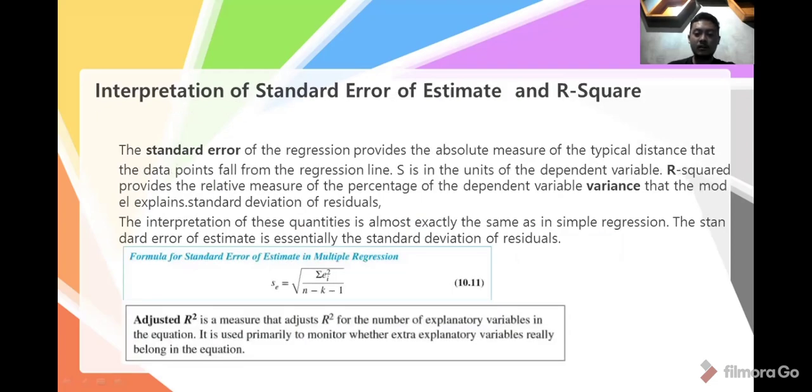Interpretation of standard error of estimate and R-square. The standard error of the regression provides the absolute measure of the typical distance that the data points fall from the regression line. It is in the units of the dependent variable. R-square provides the relative measure of the percentage of the dependent variable variance that the model explains. Standard deviation of residuals. So the interpretation of these quantities is almost exactly the same as in simple regression. The standard error of estimate is essentially the standard deviation of residuals.